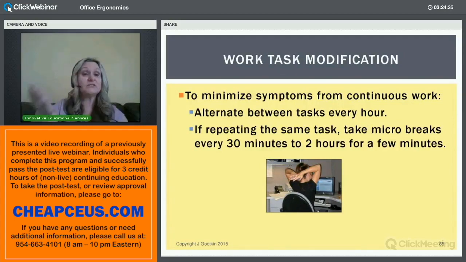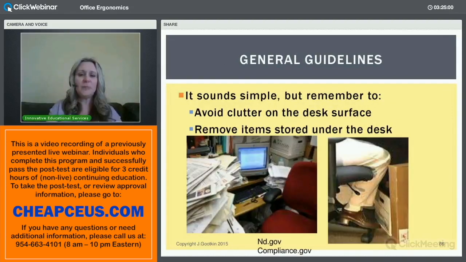Work task modification is something else to educate our patients on. We know that rest periods are necessary, right? We tell even our post-op total hip patients, don't sit for 3 hours. You need to get up and be moving. So our office workers need to take those micro breaks every 30 minutes to 2 hours, just a couple of minutes in order to even do some stretching at their desk or their general location.